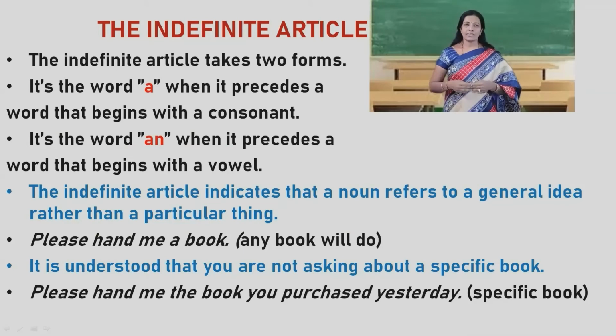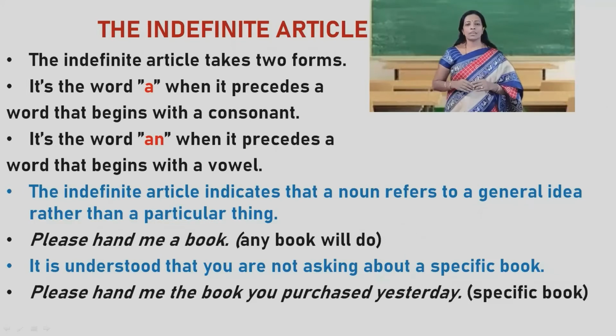Now, let us try to understand the indefinite article. The indefinite article takes on two different forms. It can either be a or an. The word a usually precedes a noun which begins with a consonant, and the word an usually is used before a noun which begins with a vowel.